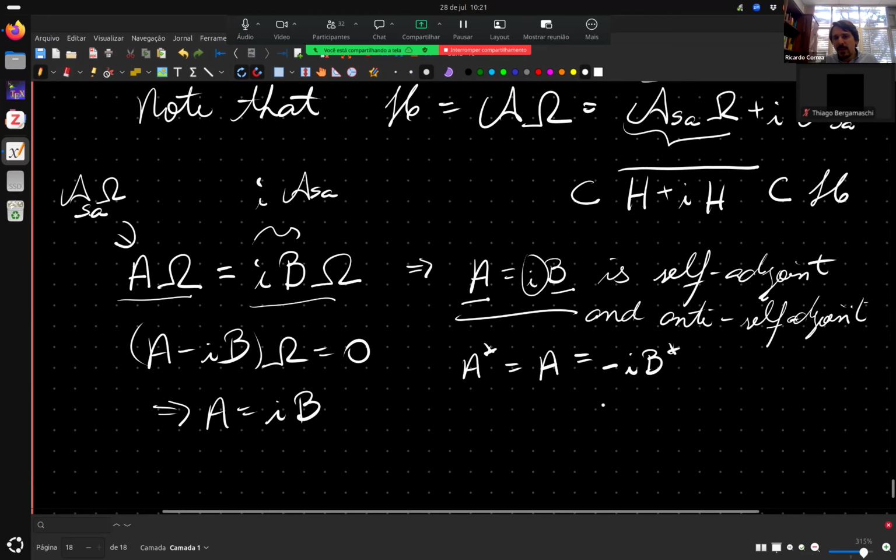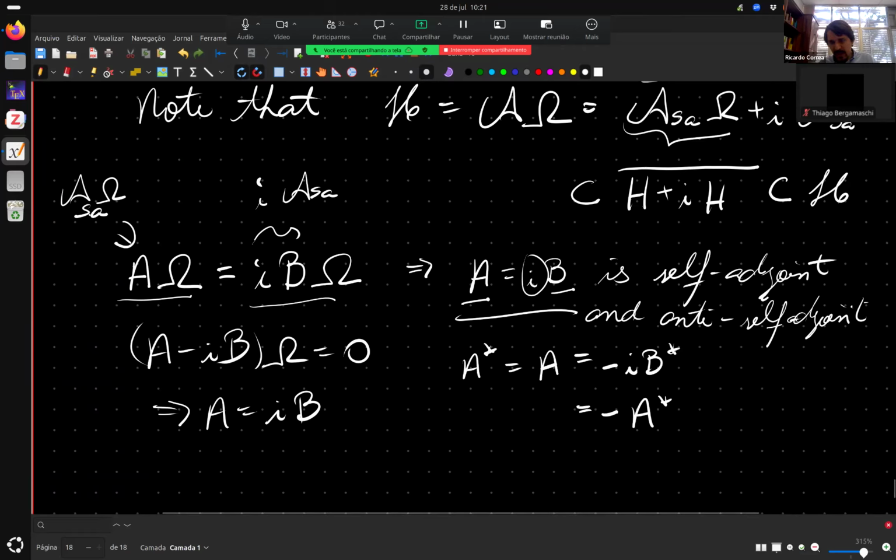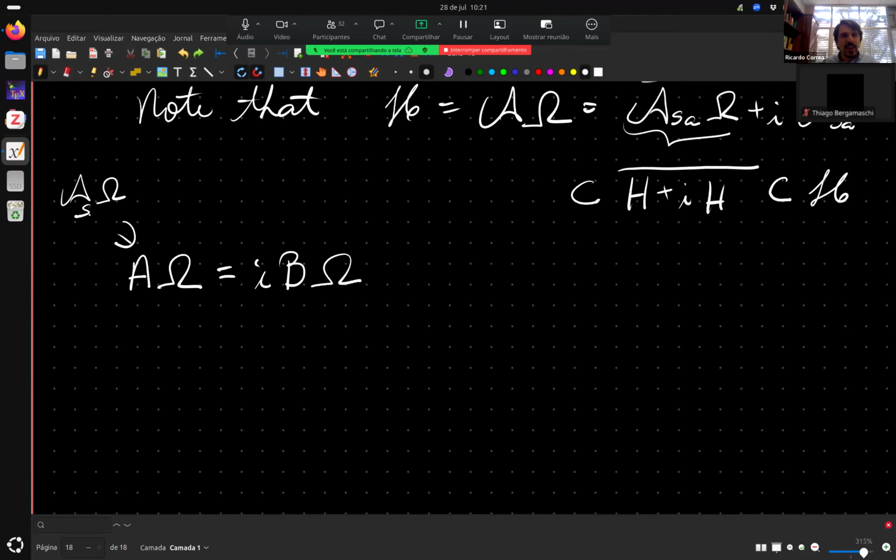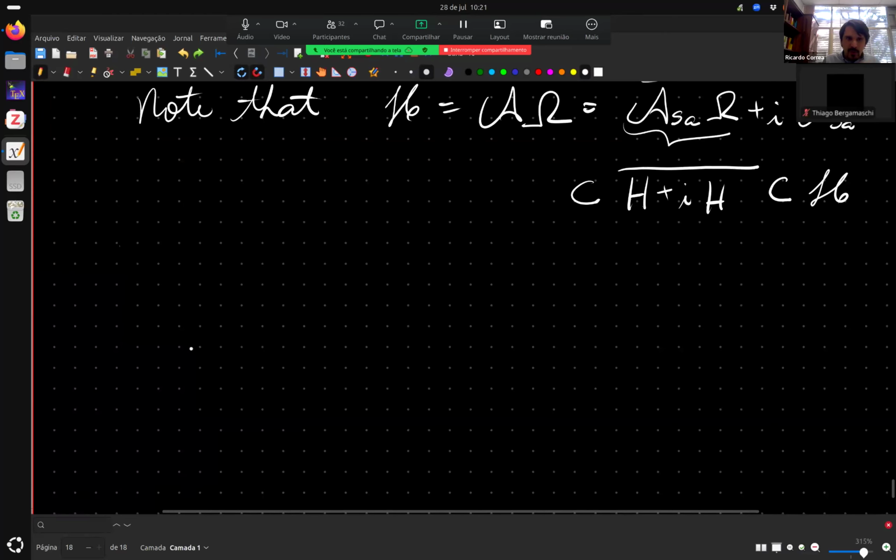But minus I B star should be equal to minus A star, which tells you that A is 0. So that is the situation which is a little bit easier, but we have to be a little bit more careful because we have the closure into H. So let's see if I can reconstruct the argument.